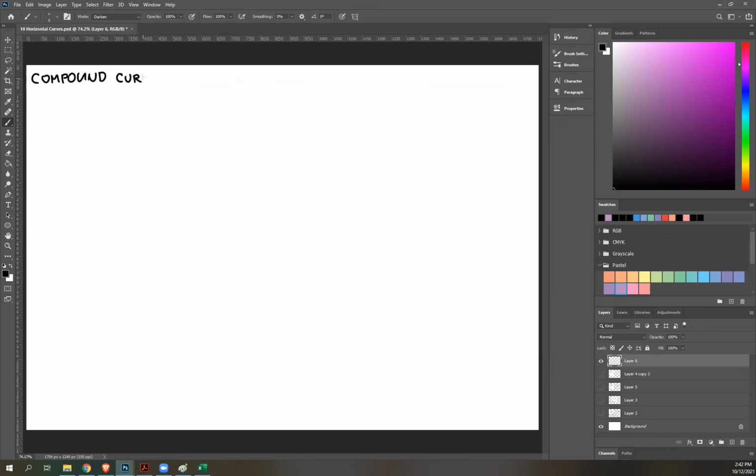Compound curve. Okay? So start off with your back tangent. And then draw a horizontal forward tangent. And this part is the back tangent of your second curve. Okay? So like that. So they're gonna, let's say, intersect at that point.